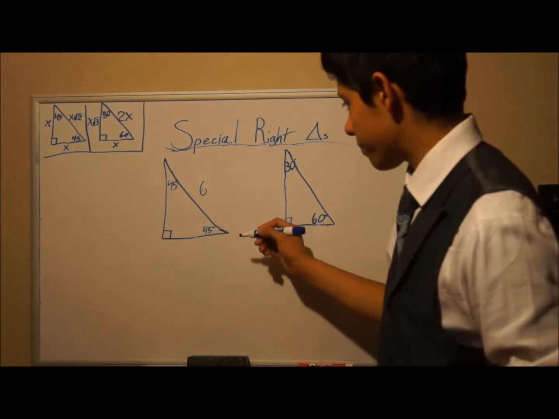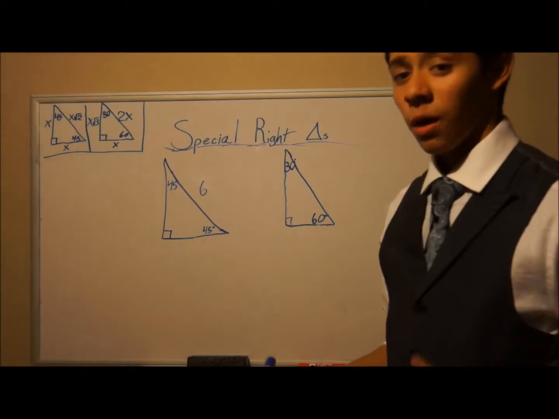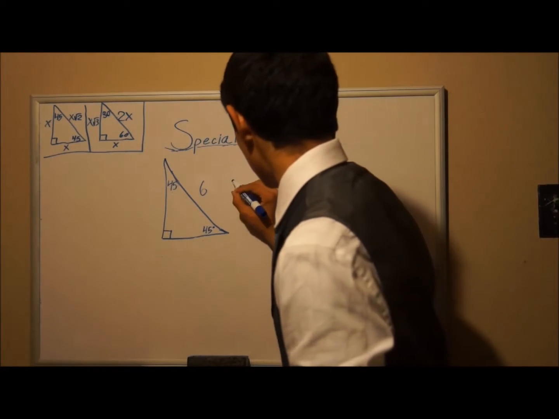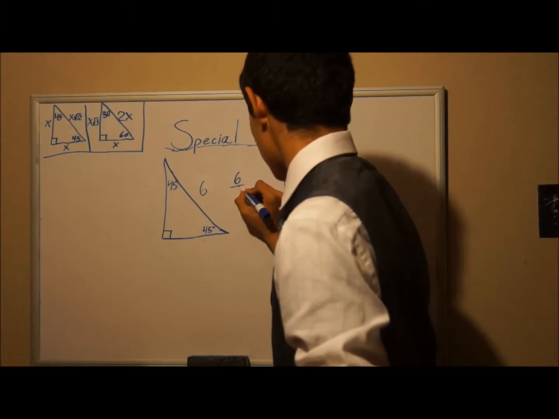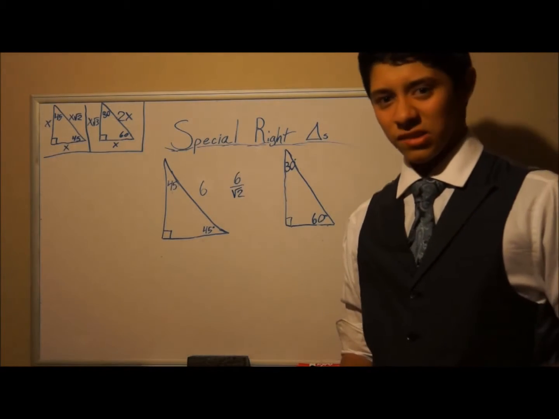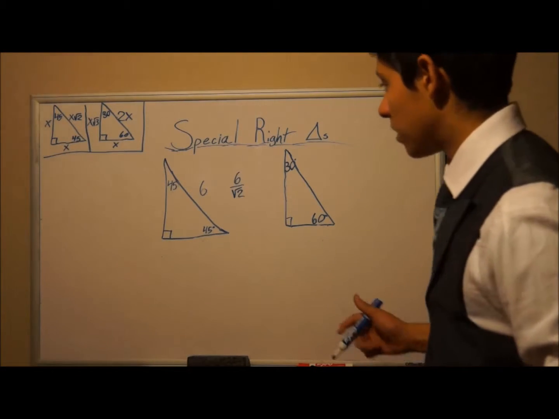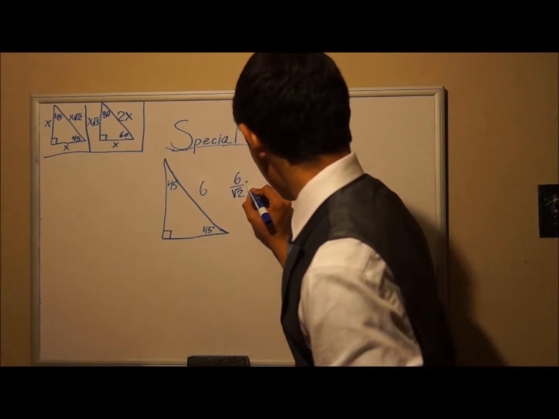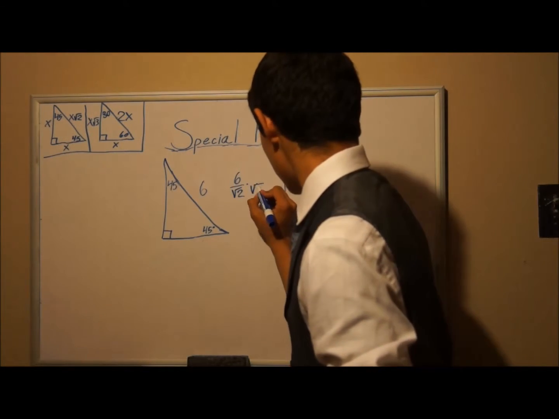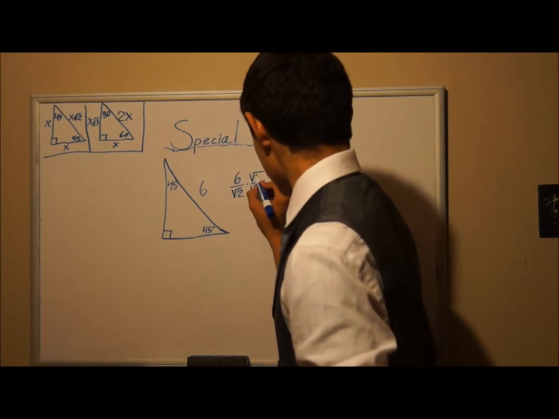times square root 2. So if there's no square root 2, then we can just do the opposite of multiplication, which is division. So it will look like this: 6 divided by square root 2. Now that doesn't look right. It's kind of ugly. I think we can make it look a little better. Okay, so if we multiply it by 1, then we can accomplish this.